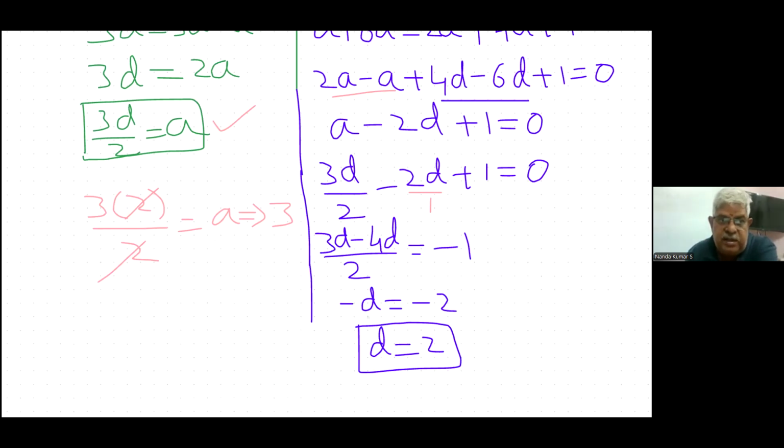Now substitute this D value in equation number 1. What we are having? A equals 3D divided by 2. Now in place of D you write 2. Numerator and denominator 2 get cancelled. Therefore A value is considered as 3. Hence we have found the first term and the common difference both.